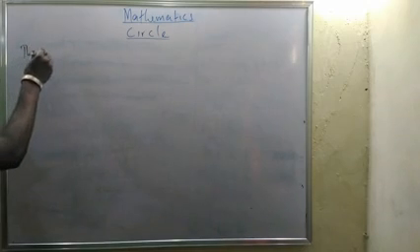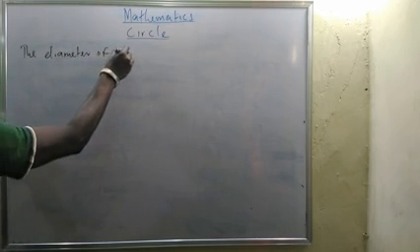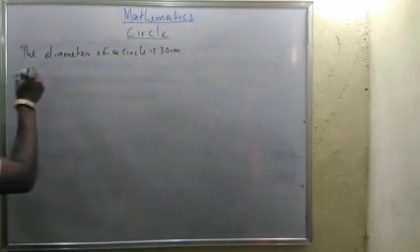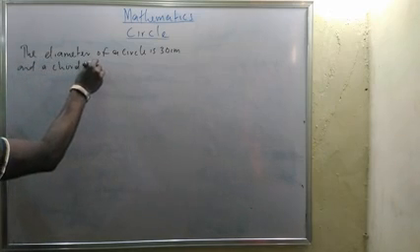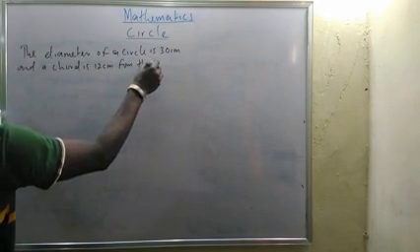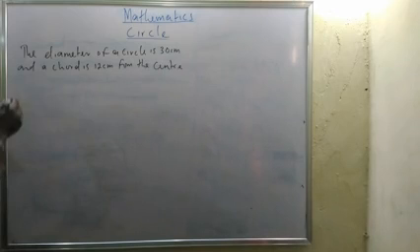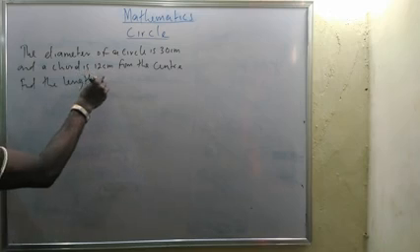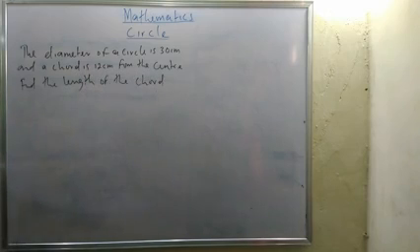The diameter of a circle is 30 centimeters and a chord is 12 centimeters from the center. Find the length of the chord. This is a very good, wonderful question.